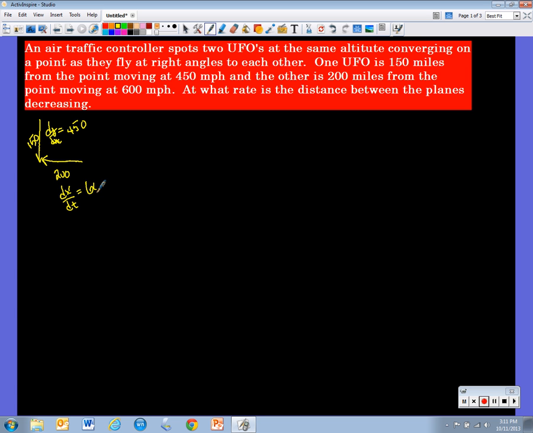Oh, 600. Okay. You're going to need to be careful here, because since they're flying toward each other, the distance is actually decreasing, and because it's decreasing, you're going to need to put a negative on your rate. So you always want to look at that, and it'll help you determine if you need a positive or a negative rate, whether your distance is increasing or decreasing. So make sure you have negatives on both of those. Hit pause, take a few minutes, work the problem, and we'll come back and do it together.